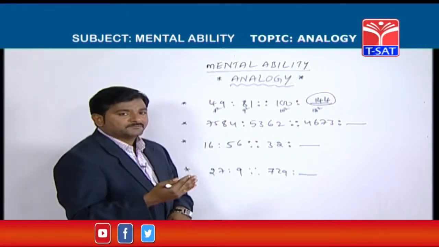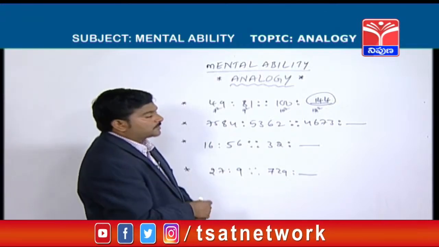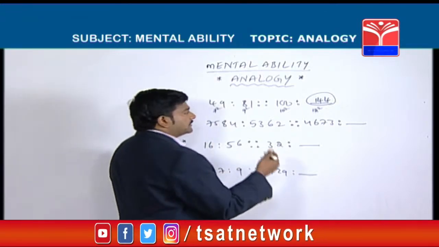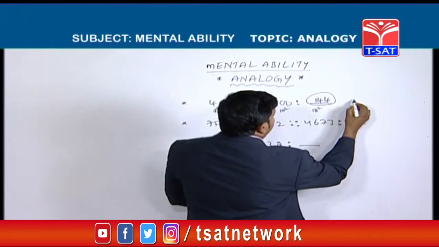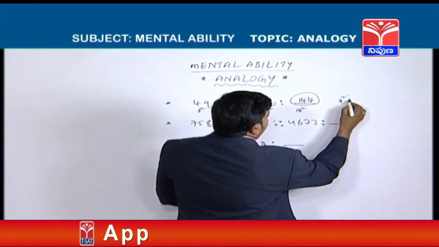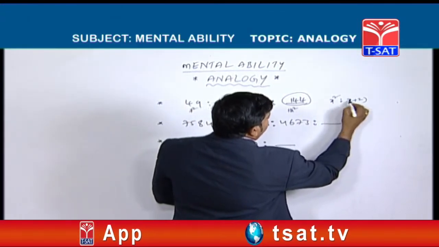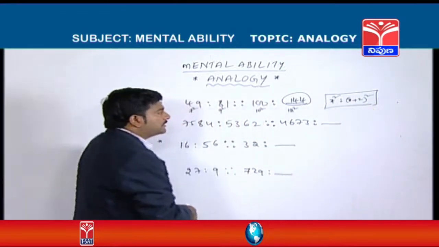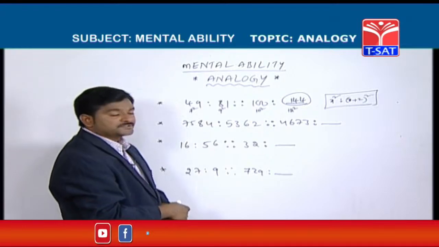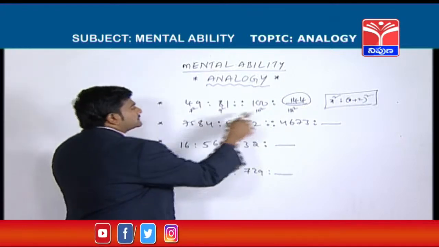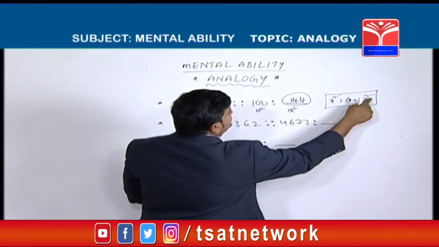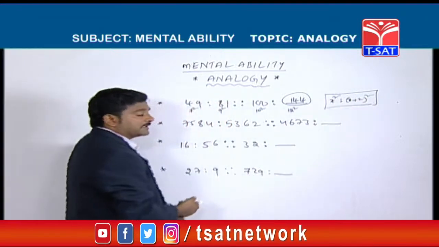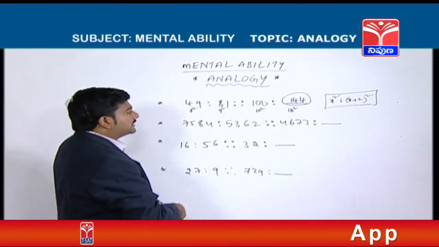So now 10 square means 100. Similarly 12 square means 144. The logic involved in this is simply what we can say, x square is to x plus 2 whole square. I hope you understood the logic involved in this question. X square is to x plus 2 whole square. 7 square is to 7 plus 2 whole square, that is 9 square. That was the model of that kind.